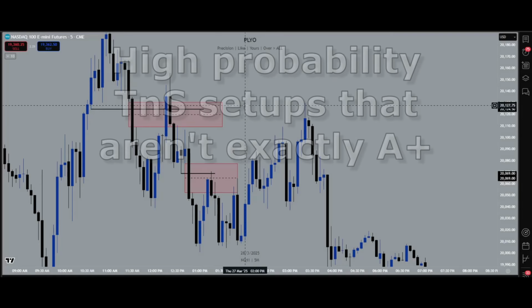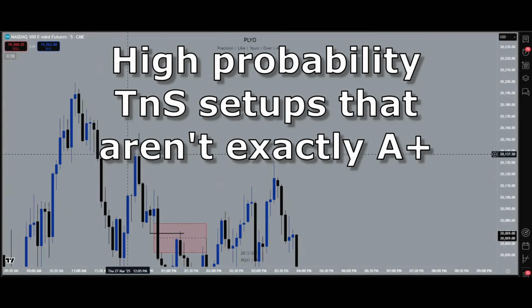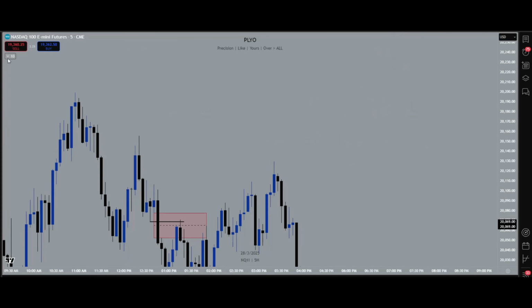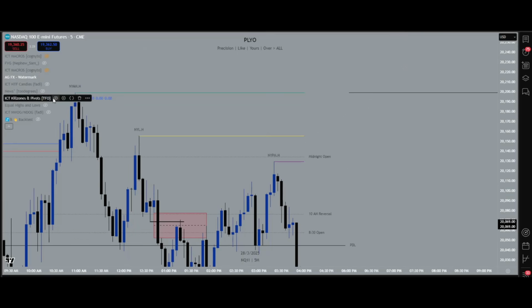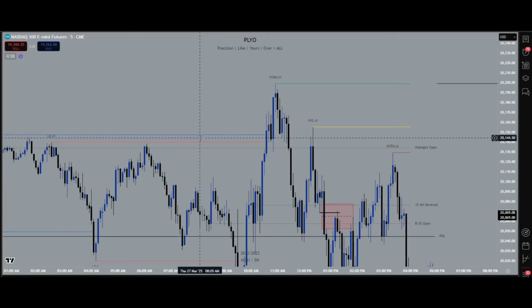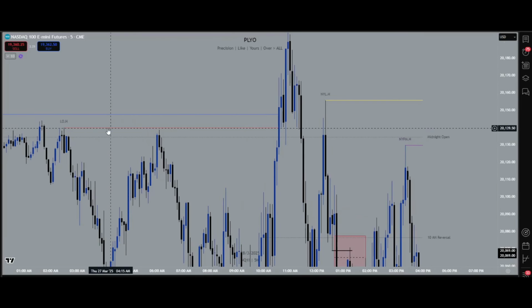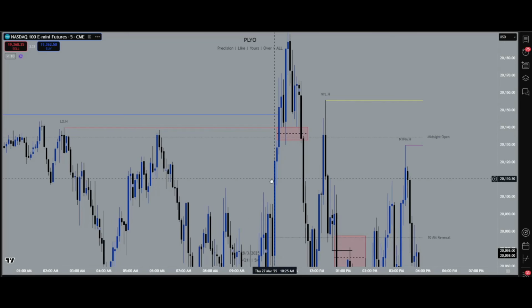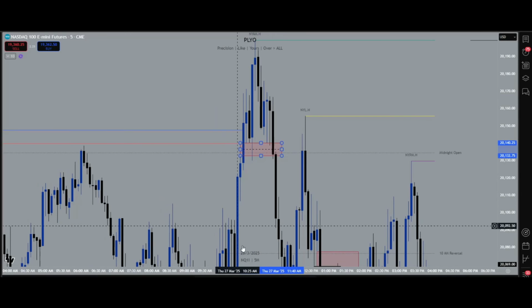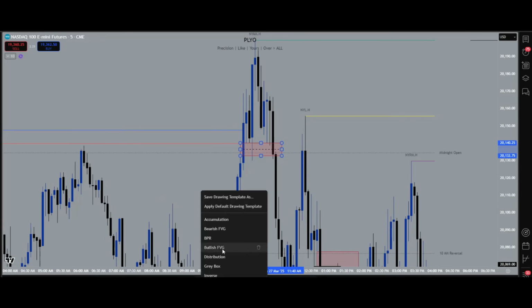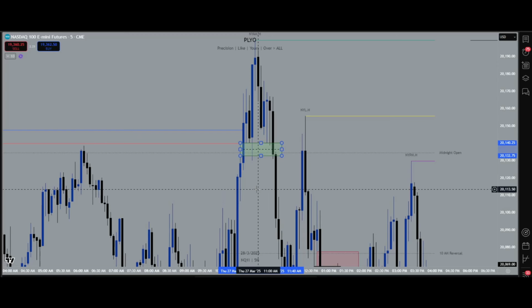Okay. Let's talk about another high probability but not A plus TNS scenario. For this, you would need an indicator, anything that shows you London highs or previous session liquidity. Remember, previous session liquidity is extremely important because it's going to be a target, and it also is going to be used as soon as we leave an FVG above it or beneath. Whenever we have a TNS setup with a previous session high or low, that's also high probability. It's not A plus, but it is higher probability than just a regular TNS setup.